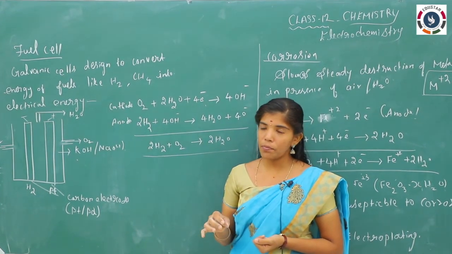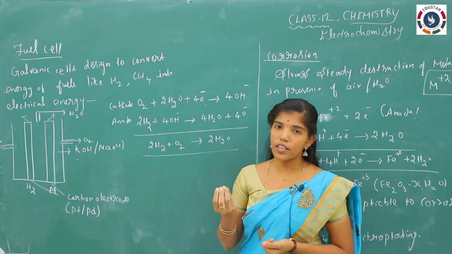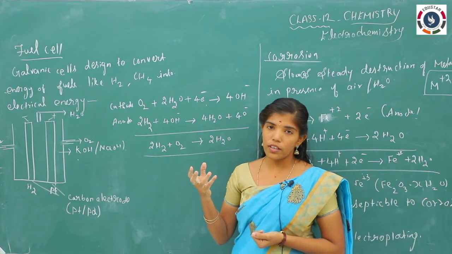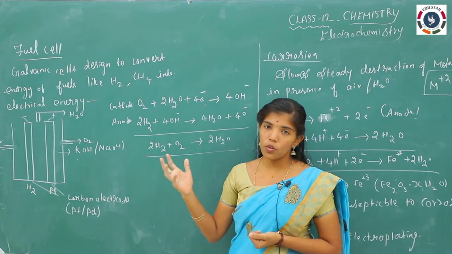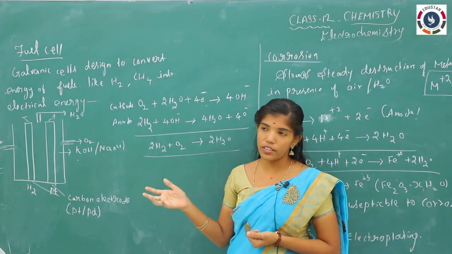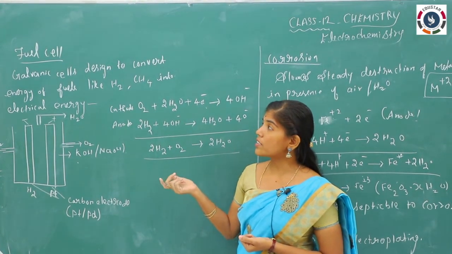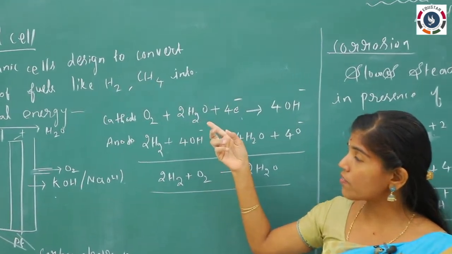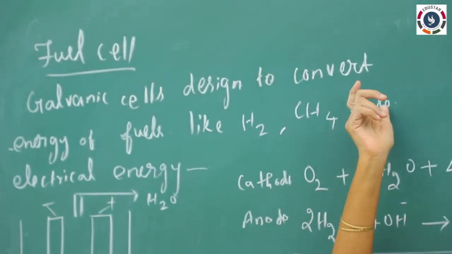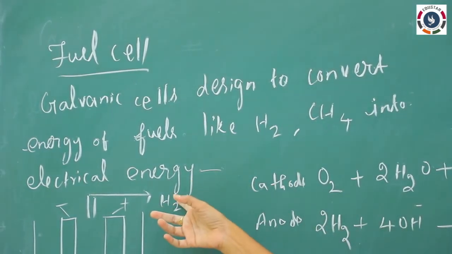Usually in thermal power plants, coal, lignite, petrol are used to get electrical energy. They are used to produce water steam. That steam is used to run the turbine, and the mechanical energy of the turbine is in turn used to make electrical energy. But fuel cells are very efficient galvanic cells designed to convert fuels like hydrogen and methane into electrical energy.